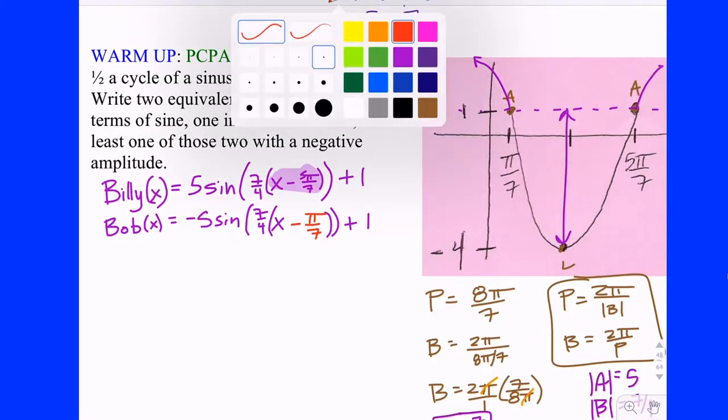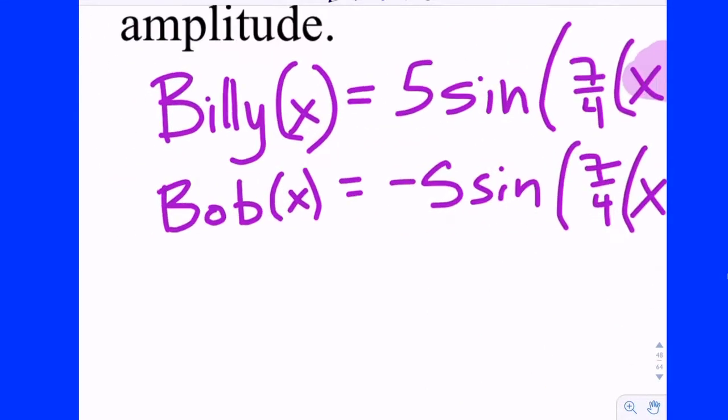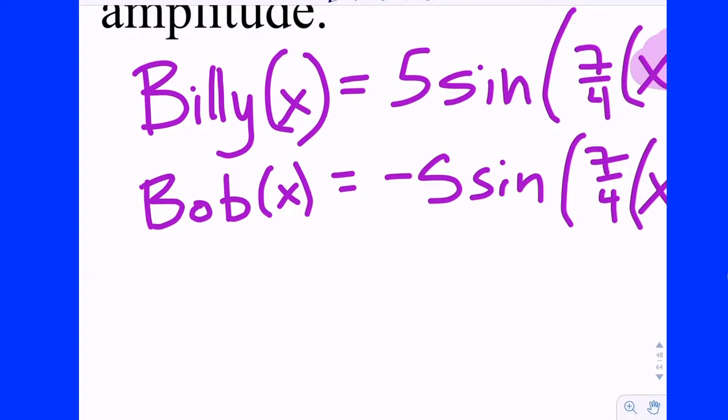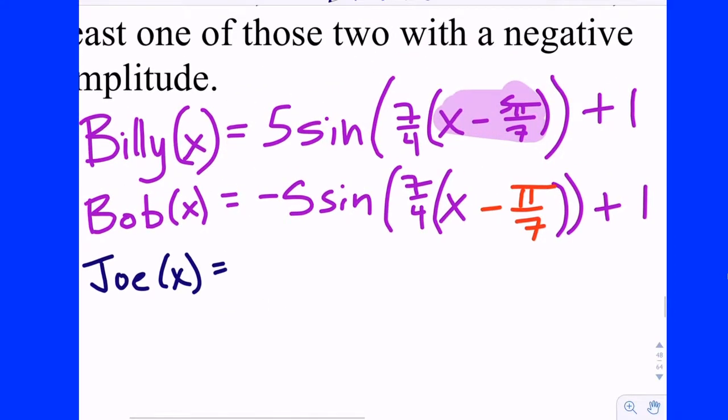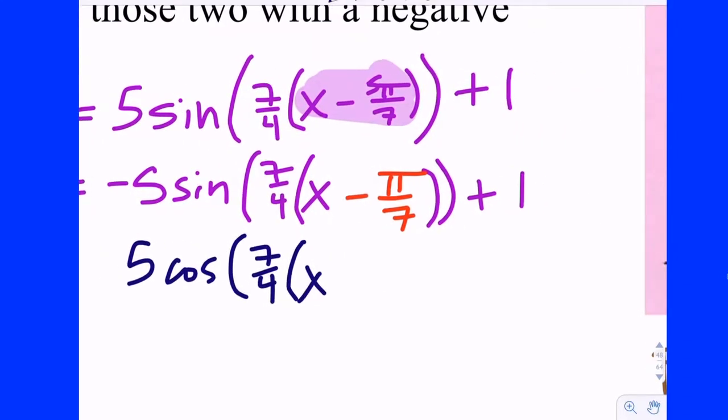Let's go ahead and do one for cosine. What's another name we can give for cosine? Billy Bob and what? I heard a J word. Joe. Okay, Joe of X. Billy Bob Joe. I'm going to leave a little space in the front for a positive or negative, because I'm not sure yet if I want to do a positive or negative cosine. So I got 5 cosine of 7/4 parentheses x plus or minus something, close, close, plus 1.